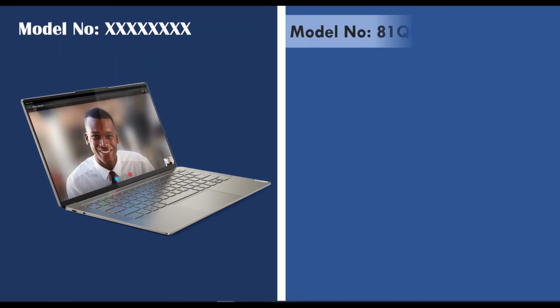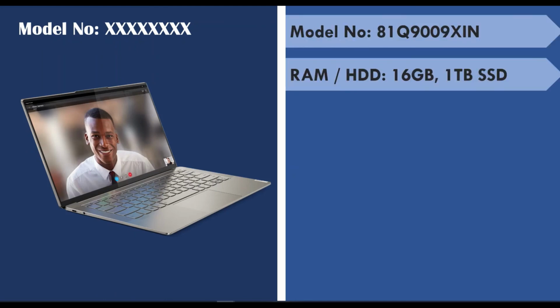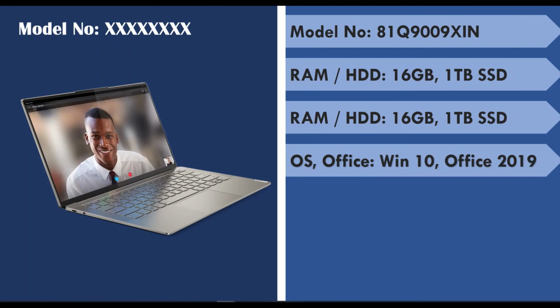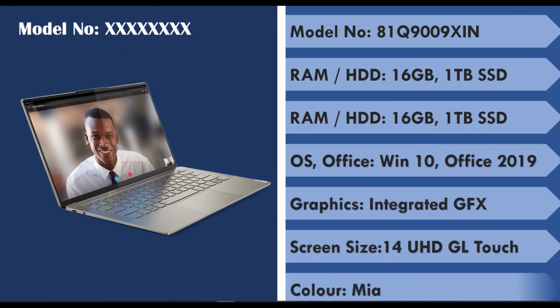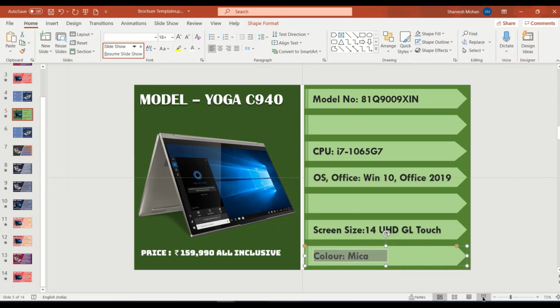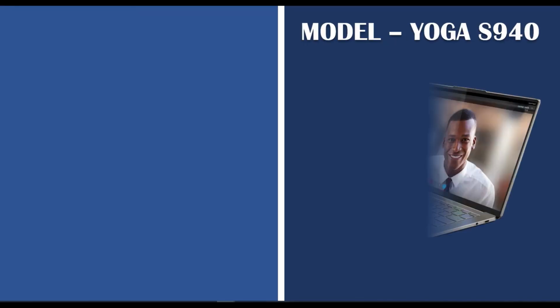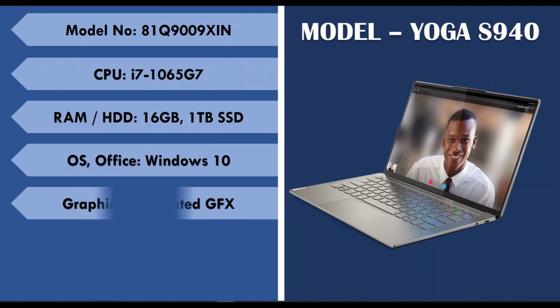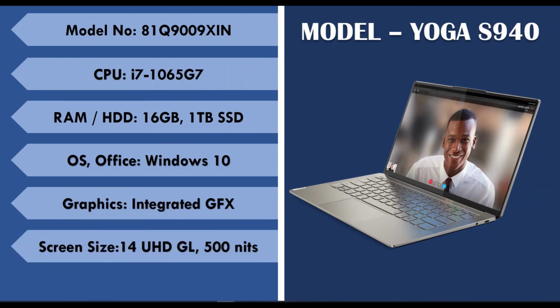Okay, let's see. First it displays the model number, then the picture and model descriptions, and finally it will reveal the price of the product. Like this we can create our own designs, like the ones I showed you. We can create our own designs for different models.